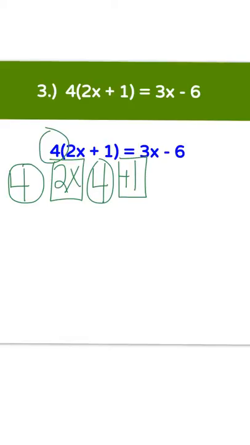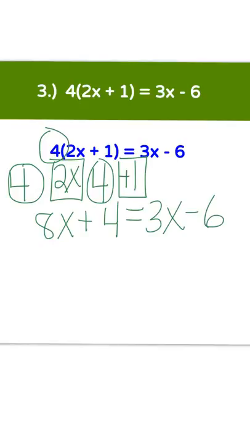4 times 2x is a positive 8x. Then you have a positive times a positive, so your answer is positive, and 4 times 1 is 4. Bring down everything else equals 3x minus 6.